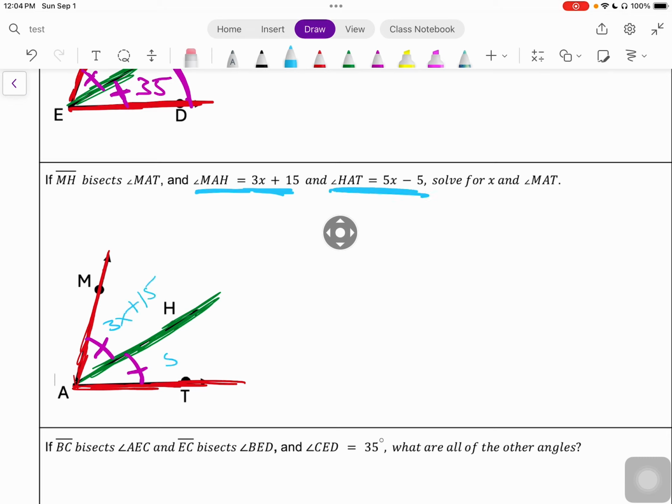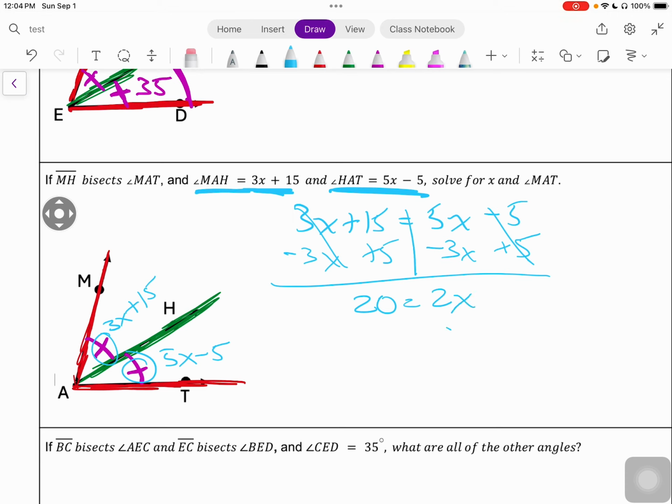Now, since these are equal, right? Or congruent because of the word bisector. Just like midpoint, we can set these two equations equal to each other. We're going to subtract 3x from both sides. I'm going to add 5 to both sides. We get 20 equals 2x. We get x equals 10.